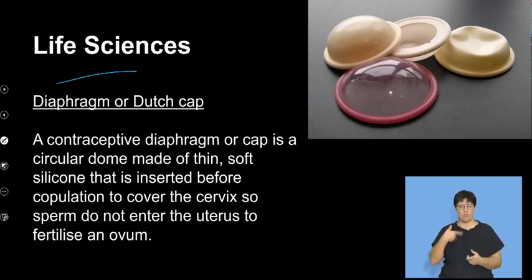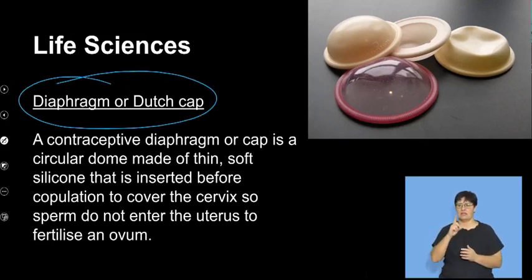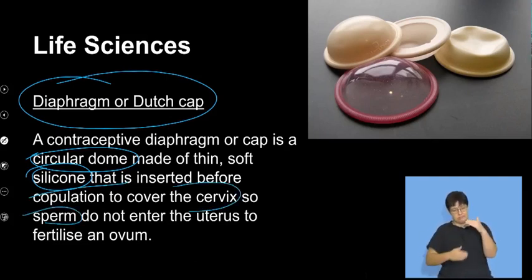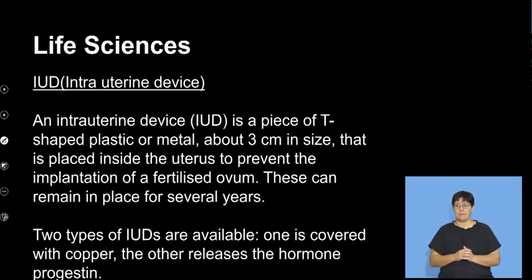There are other methods that a female could use, and this is the diaphragm or the Dutch cap. This is a contraceptive that is placed inside the vagina. It's a circular dome made of thin, soft silicone or other forms of material that is inserted to cover the cervix before or during copulation. And this prevents the sperm cells from entering into the uterus.